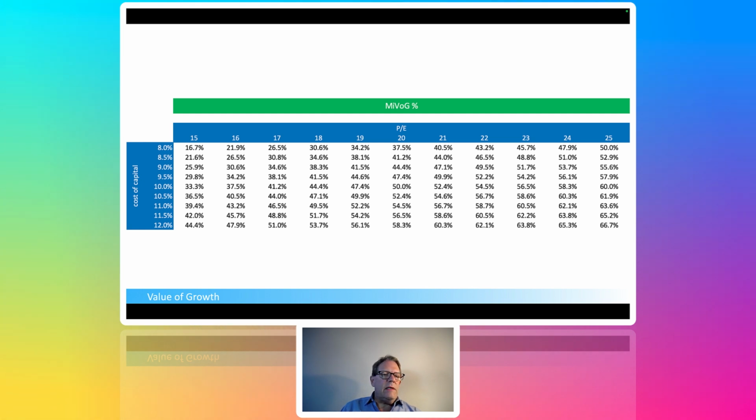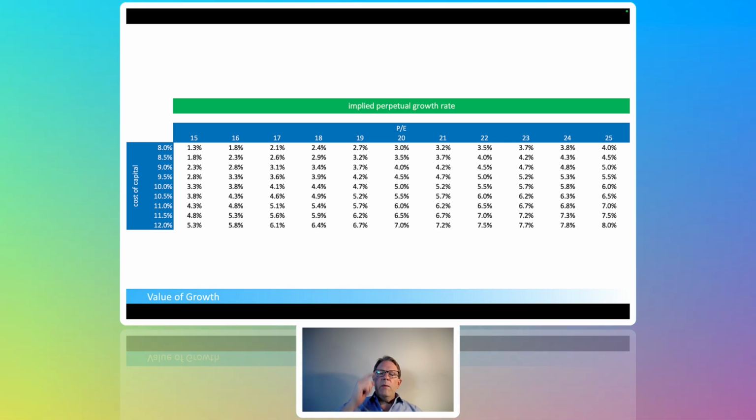And then a 10% cost of capital and a 25 PE, guess what? 60% of your value is based on growth. All right, now what we can do from there is, if you have your cost of capital and your PE, we can get an implied perpetuity growth rate, earnings growth rate. That's fairly simple once you have the first table. If I have a 10% cost of capital and a 20 PE, the implied perpetual growth rate is 5%, which is that 50% times 10%.